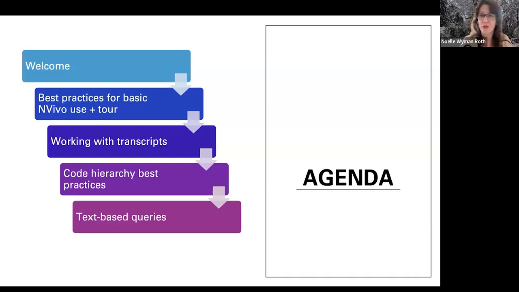And then I'll talk about how you work with interview and focus group transcripts. And then we'll touch on code hierarchy best practices, or coding schema or codebook development. It may seem premature, but it's really fundamental to making sure you get the most out of the software once you're towards the end of your analytical process. And then I'll touch on some queries that explore text for you. So hopefully by the end of this, you'll have a strong sense of what the tools are that are available to you in NVivo and how you might use it to support your work.